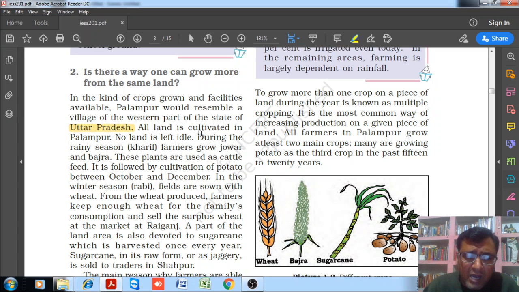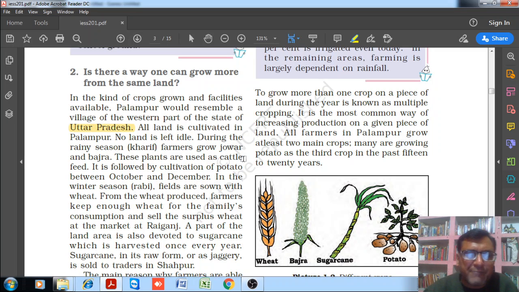These plants are used as cattle feed. Cattle feed, you understand? We use domestic animals like cows and buffaloes, which are the milching animals. So that is called cattle. So cattle is fed on jowar and bajra, which is cultivated in rainy season, and it is followed by cultivation of potato between October and December.